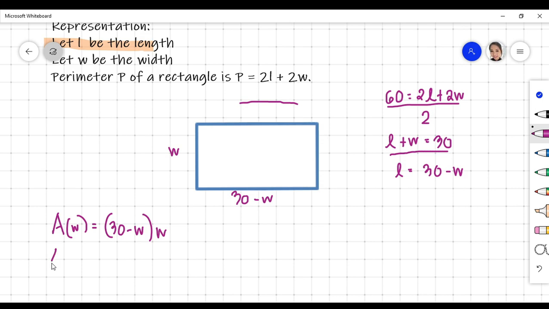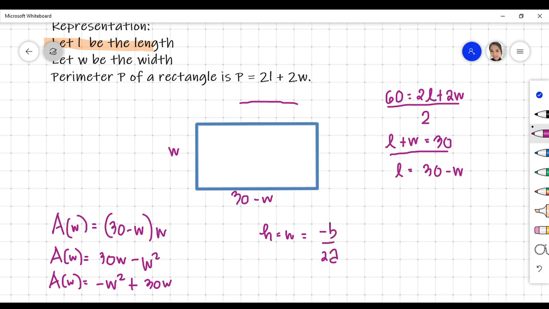Okay? So let's simplify our function. That is 30W minus W squared. And write it in the standard form, that is negative W squared plus 30W. So again, our W is our h, the vertex. So our h, or our W, is equivalent to negative b over 2a. So what is our a here?